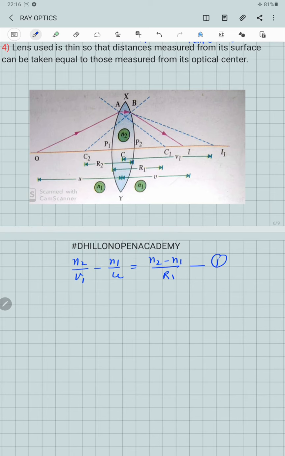Here we have assumed, for derivation of this first equation, that the second surface XP2Y is not existing but it is extending up to infinity. But we know that actually this is not the case. So when the light ray at the point A suffers refraction towards the normal inside the denser medium, then it will go on moving forward and it will strike at the point B of the second spherical surface XP2Y. So here the light ray is going from denser to rarer medium. It will bend away from the normal.